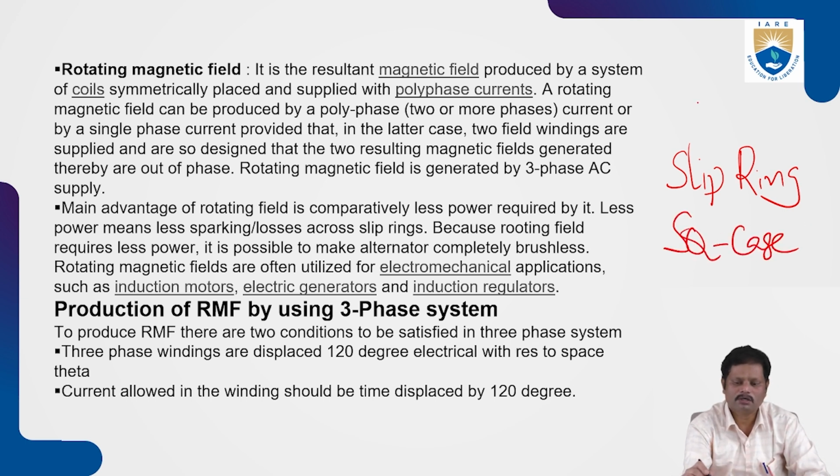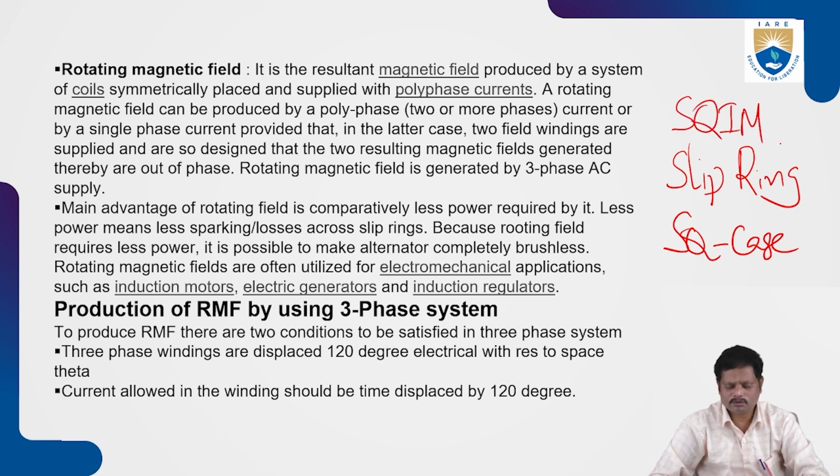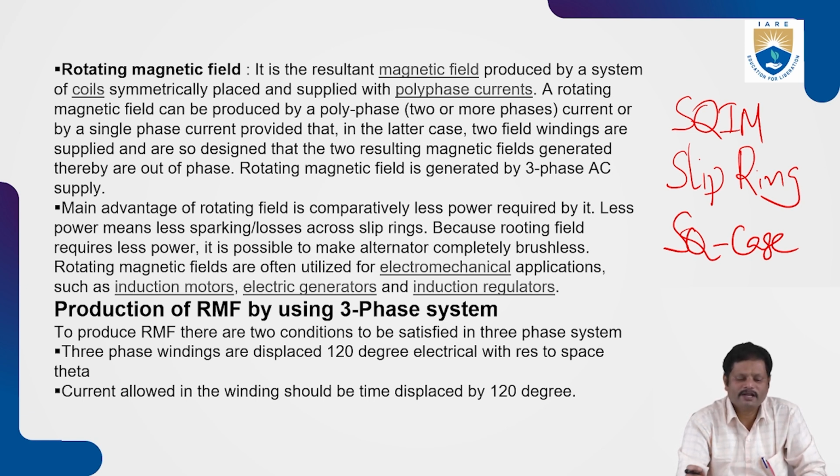SQIMs are also called squirrel cage induction motors. The basic working principle is Faraday's laws of electromagnetic induction, and a rotating magnetic field is produced. To produce the rotating magnetic field, two conditions must be satisfied. One is that the three-phase windings are displaced by 120 degrees electrical with respect to space, and the currents allowed in the winding should be time displaced by 120 degrees.